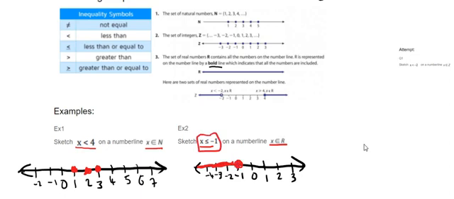So just try to remember, if it has the line underneath, if it's less than or equal to or greater than or equal to, you shade in the circle. If it's less than or greater than, then you leave the circle open.